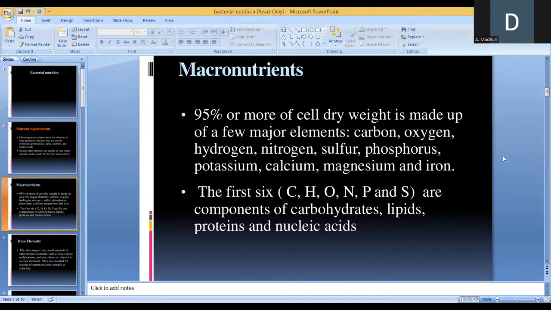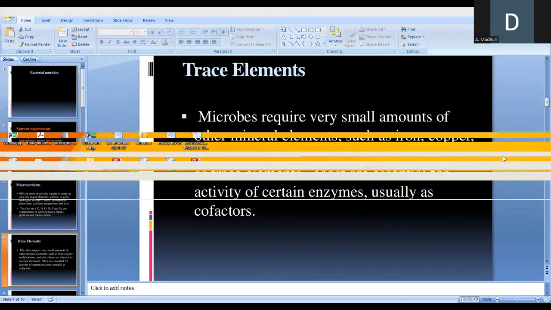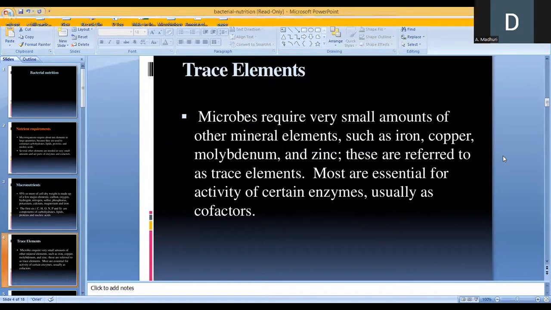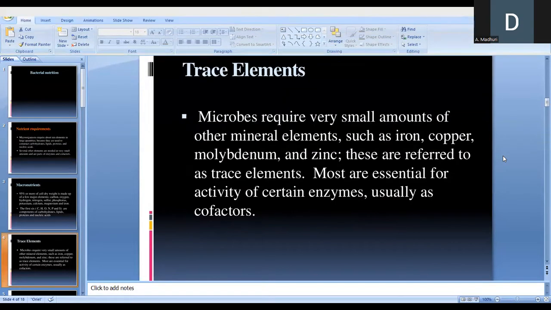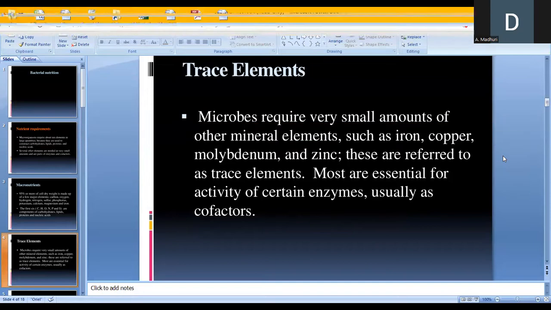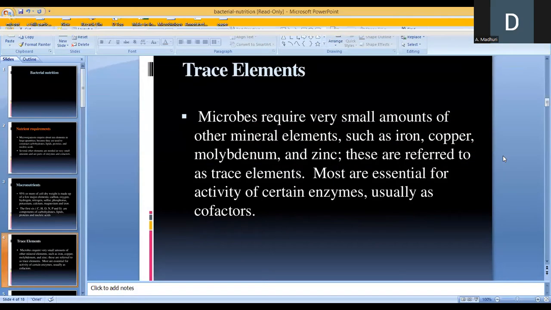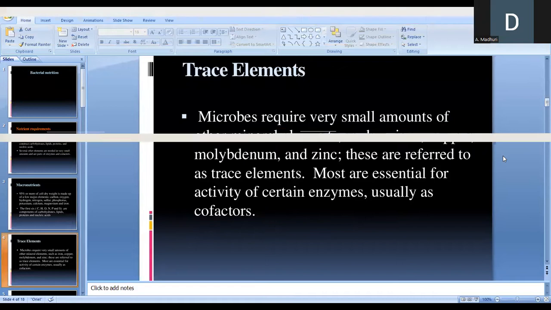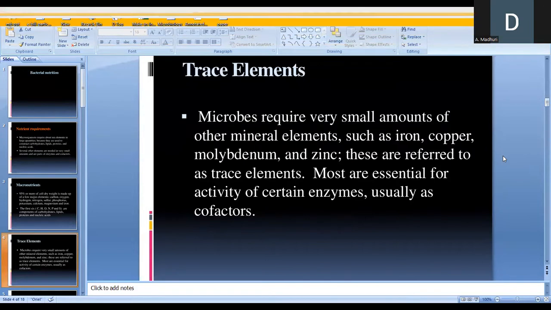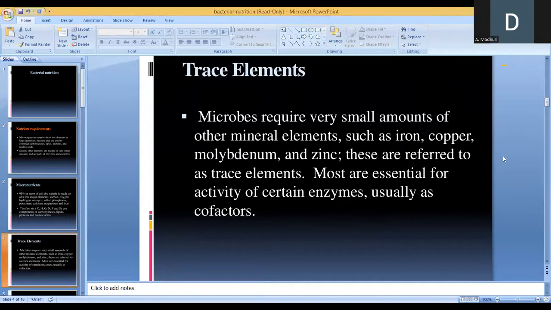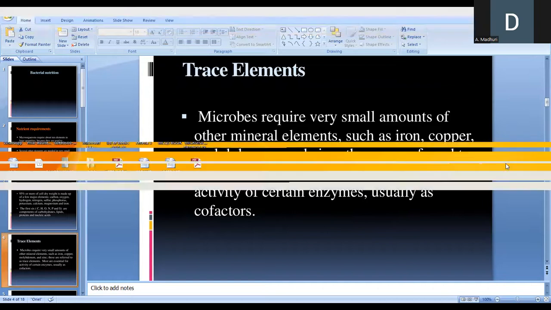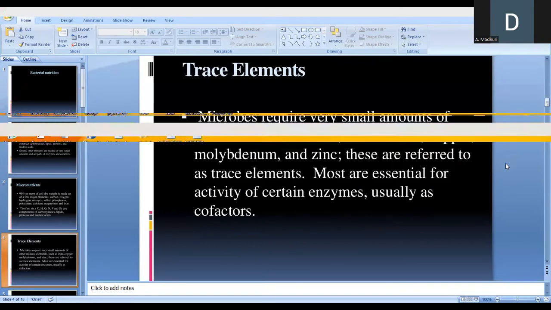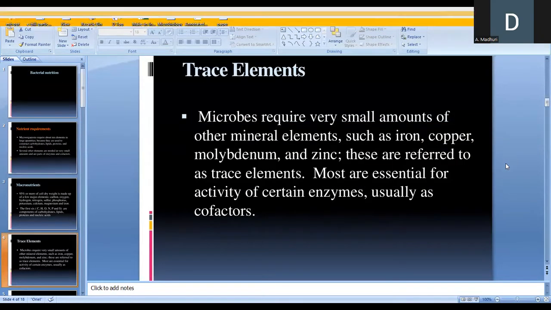Okay, next. Coming to the trace elements or micronutrients. As the name suggests, these nutrients are required in smaller quantities. But you can't say that as these are required in smaller quantities, they are not important. No, they are very much important for the cell, but the required quantity is less. So where are they required? They're required for enzyme action as cofactors, coenzymes, etc.